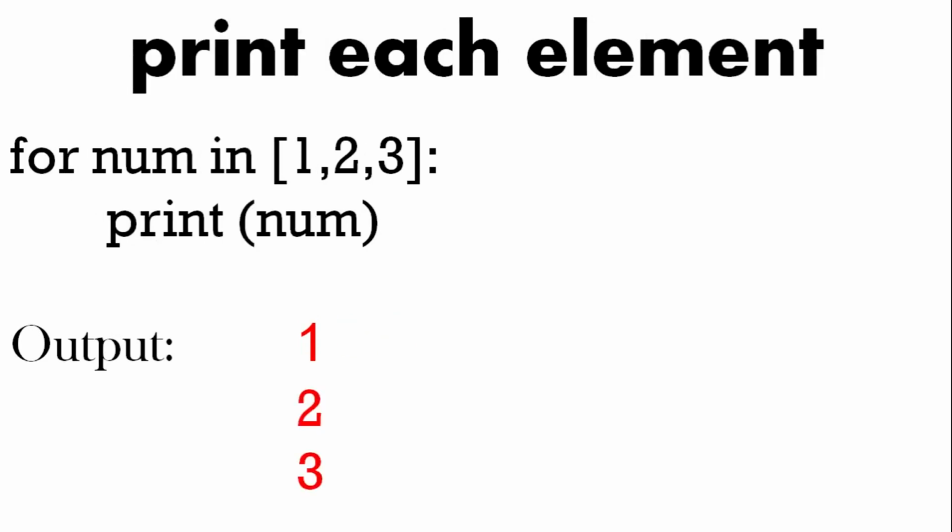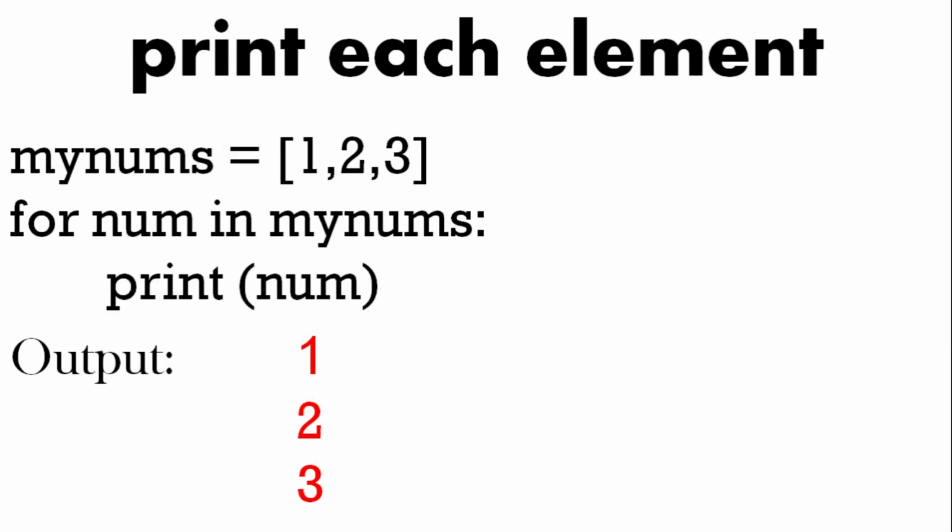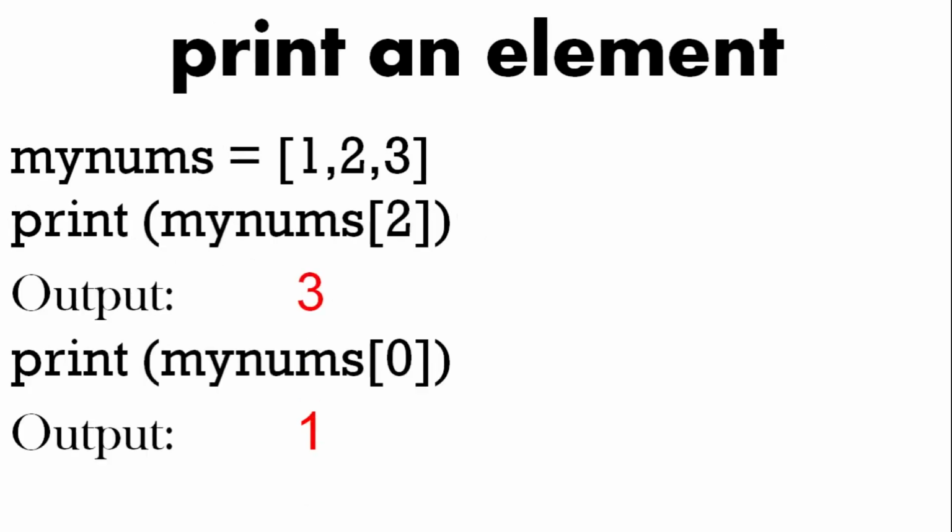Print each element. So this is just a for loop. You can just print that. Print number in the list. The output is 1, 2, 3. Or we can give the list a name and then say for num in and then the list name. Print them 1, 2, 3. We can print an element using the index. Print numbers 2. Output 3. Print my numbers 0. Output 1.